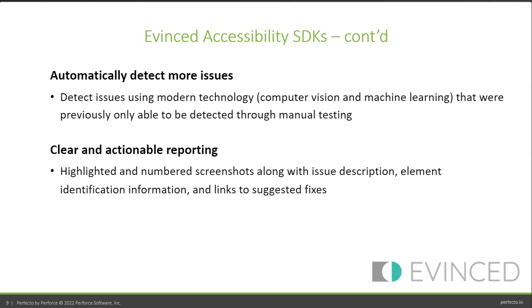And then, as in all testing, there's no point in running a number of tests unless the information that you get back from them is valuable. So some of the problems that Evinced has worked to solve include creating a single consolidated report that has all of the information needed to identify, replicate, and remediate issues.